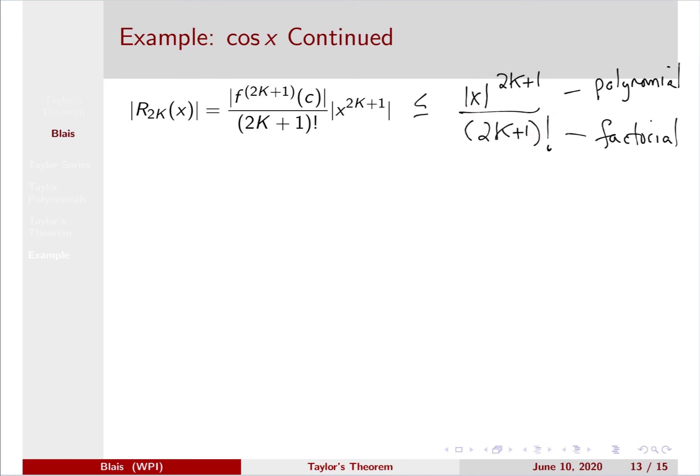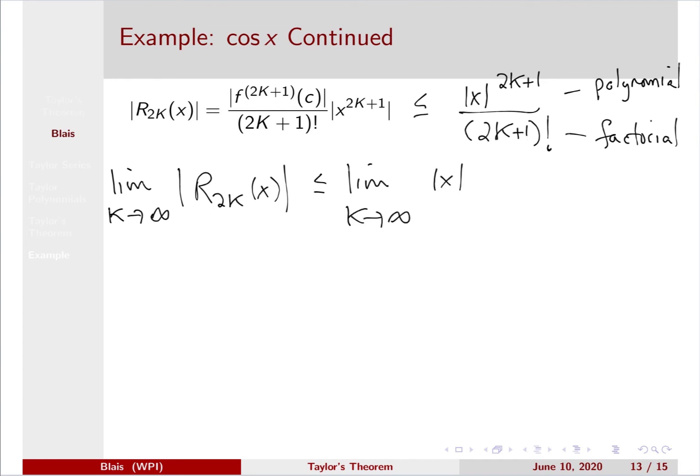So we know that the limit as k goes to infinity of the absolute value of our error term is less than or equal to the limit as k goes to infinity of this absolute value of x to the 2k plus 1 over 2k plus 1 factorial, which we're making the argument is 0.